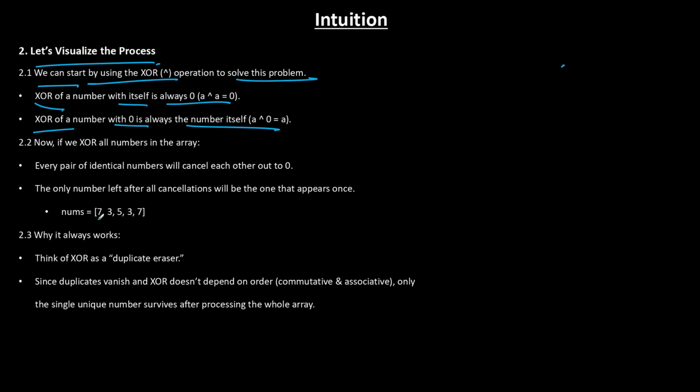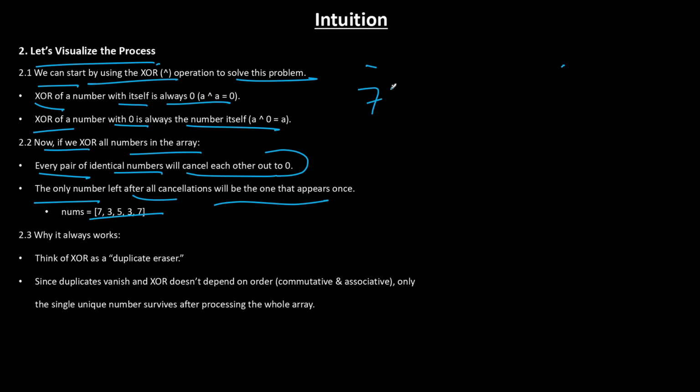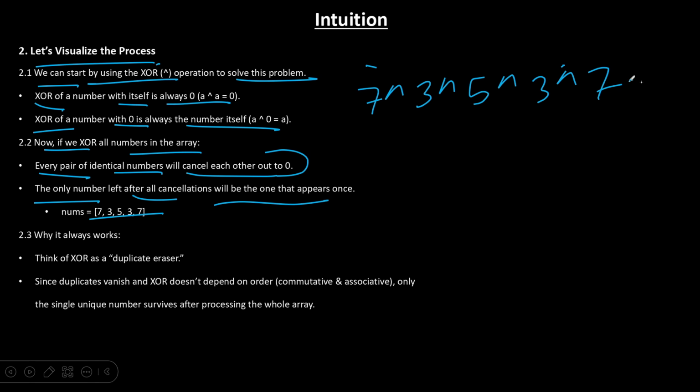Let's take this example, right? So now if we XOR all the numbers in the array, every pair of identical numbers will cancel out to 0. The only number left after all the cancellations will be the one that appears once. Okay, so suppose I'm doing 7 XOR 3 XOR 5 XOR 3 XOR 7. Okay, so this will result in 5.